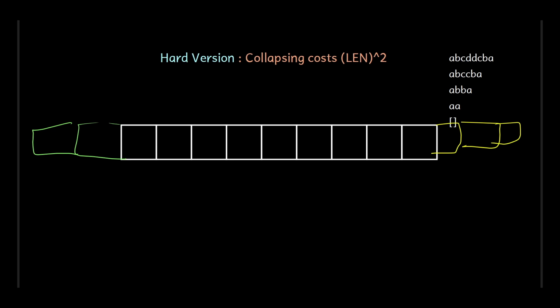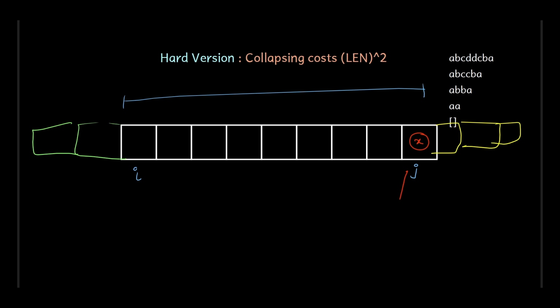Now, if you define your DP in such a way that DP of ij is the minimum cost to collapse this entire substring that we are dealing with, this is i and this is j, then again, you can apply the same trick where you focus on this element. If the element at this location is x, then you have multiple choices.